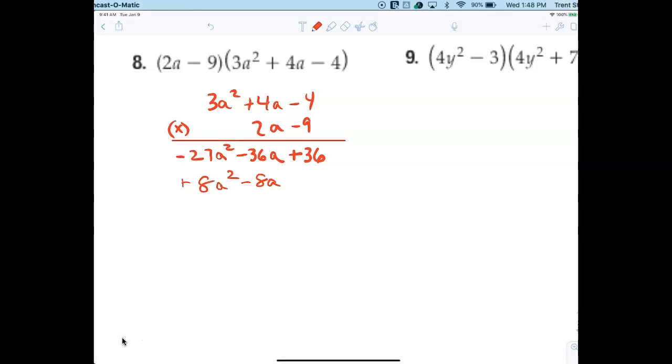All right? Now I'm doing 2a times 3a squared. What is that? 6a to the third, 6a cubed. Everybody happy with that? Now we're just adding straight down the page. 6a cubed. What's negative 27 plus 8? Good. Negative 36 minus 8.